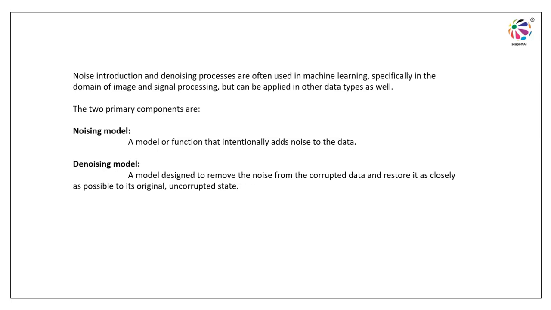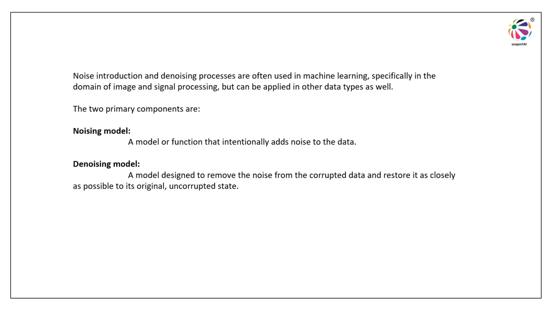A denoising model, on the other hand, is a model designed to remove the noise from the corrupted data and restore it as closely as possible to its original uncorrupted state. Denoising models are extensively used in image and signal processing to improve the quality of data. They can be designed using various techniques such as deep learning. When I say deep learning, we can use convolutional neural networks or autoencoders. We can also use wavelet transforms.